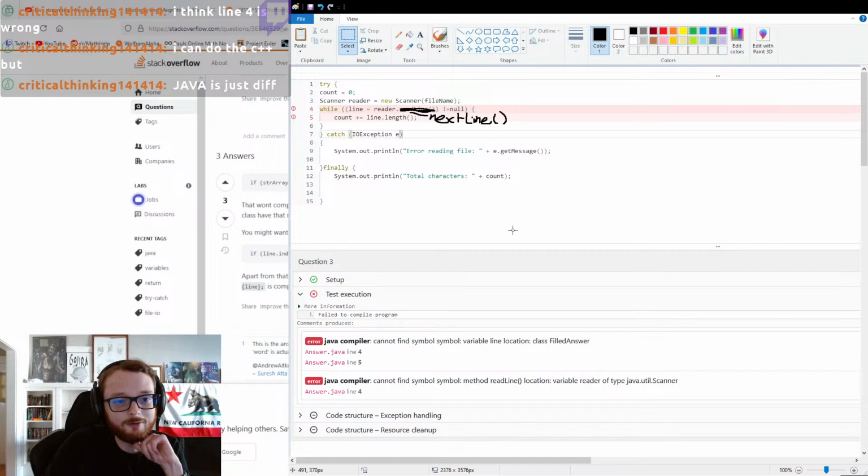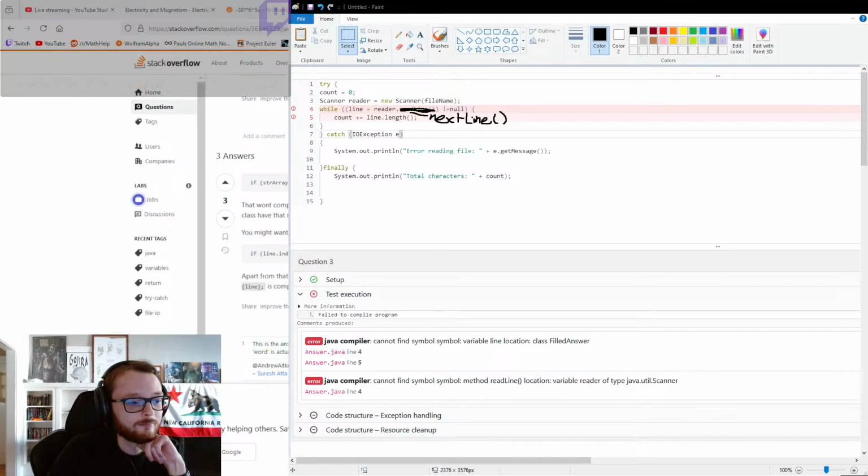Yeah, but me doing it for you isn't going to help you learn. Line 4 is still wrong. Parentheses expected. Well, yeah, you deleted the. You still need the other parentheses on the end.